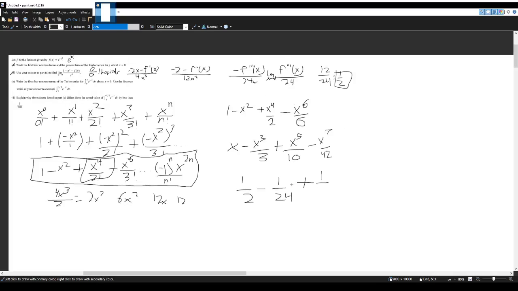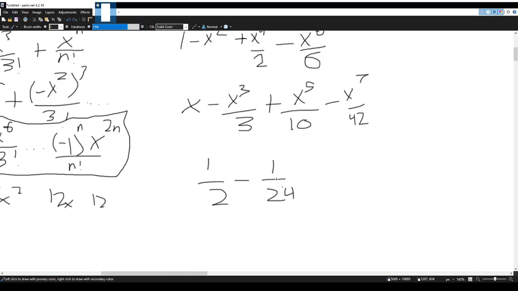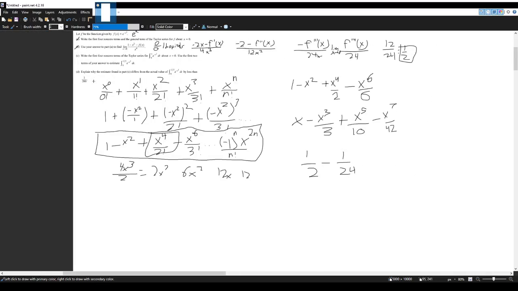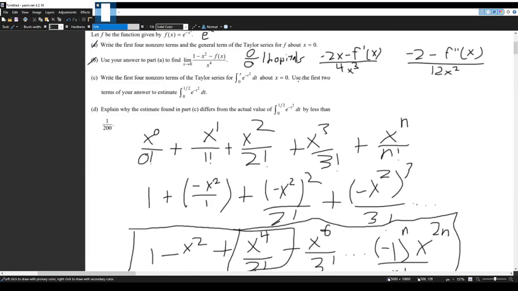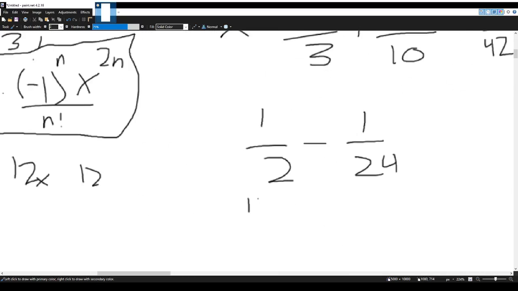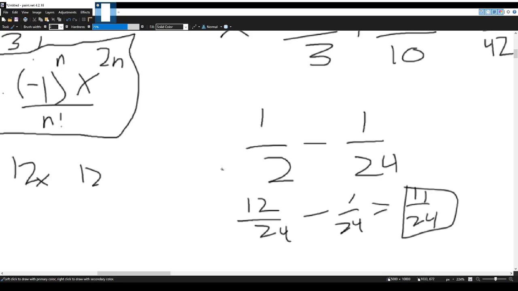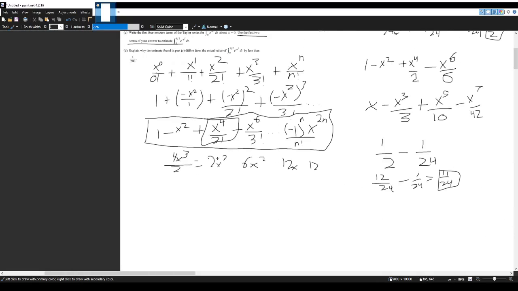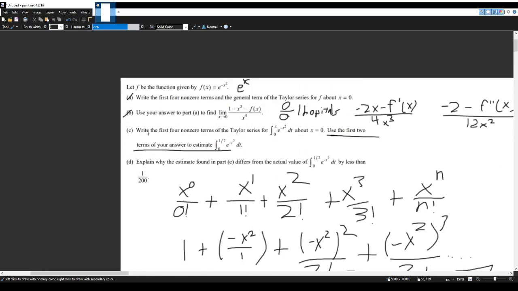Oh, I'm stupid. It said use the first 2 terms in the series. Yeah, that's why you read the directions carefully, because I almost did more work than I had to. Use the first 2 terms for your answer. So, okay, this is pretty simple. Change this to 12 over 24 minus 1 over 24, clearly 11 over 24. Okay, because those are our first 2 terms.